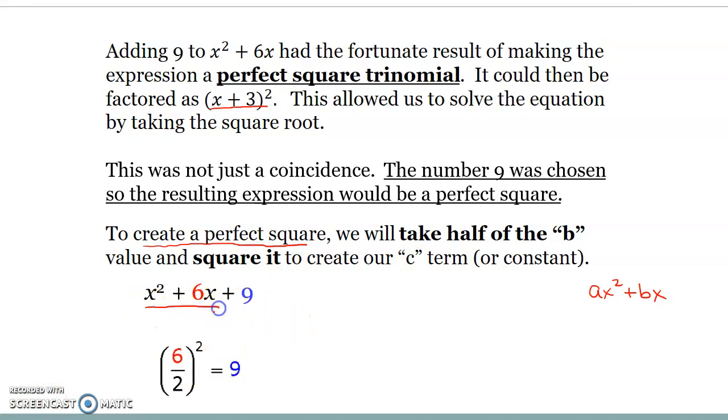So, in other words, this is what we started with, x squared plus 6x. The b value, the coefficient of the x term, was 6. So we want to take half of that b term, and the reason is that the middle term in a perfect square, 2ab, has a 2. So we're going to divide out that 2. We'll take half of the b term and then square it. 6 divided by 2 is 3. 3 squared is 9. That gives us the constant that we need to add to create a perfect square.